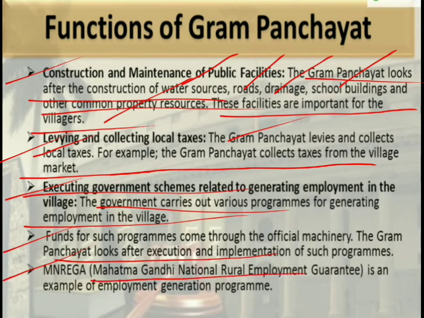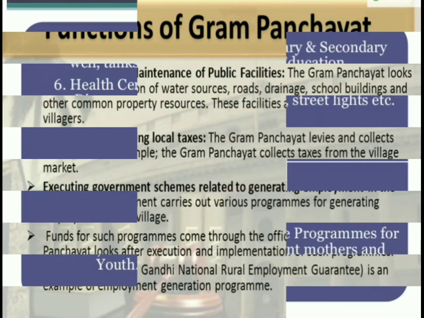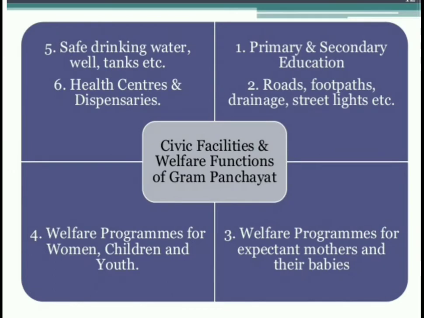So next we go to one more example, MGNREGA. MGNREGA means Mahatma Gandhi National Rural Employment Guarantee. This is one of the schemes in the Gram Panchayat government. It is based on generating employment within the village. This is helpful for BPL card holders to get jobs or employment in various works to lead their family without any problem.